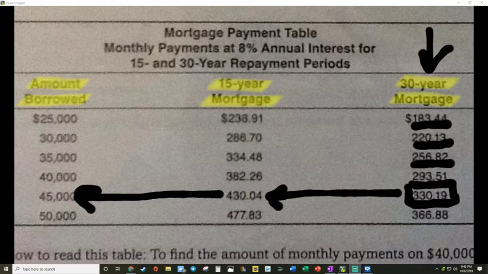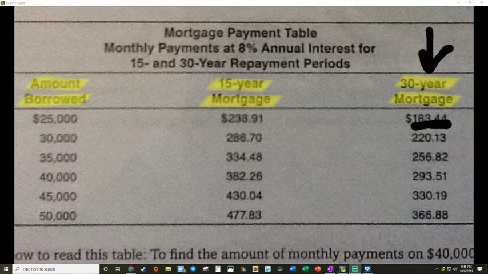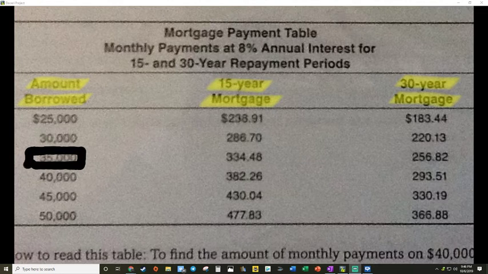How much less are the monthly payments for a 30-year mortgage than for the 15-year mortgage if the amount borrowed is $35,000? Okay, so what we've got to do is look at $35,000. $35,000 right there. 15-year, $334.48. 30-year, $256.82. All right. So now we know what it is for the 15 and 30-year. All we have to do is simply just subtract.